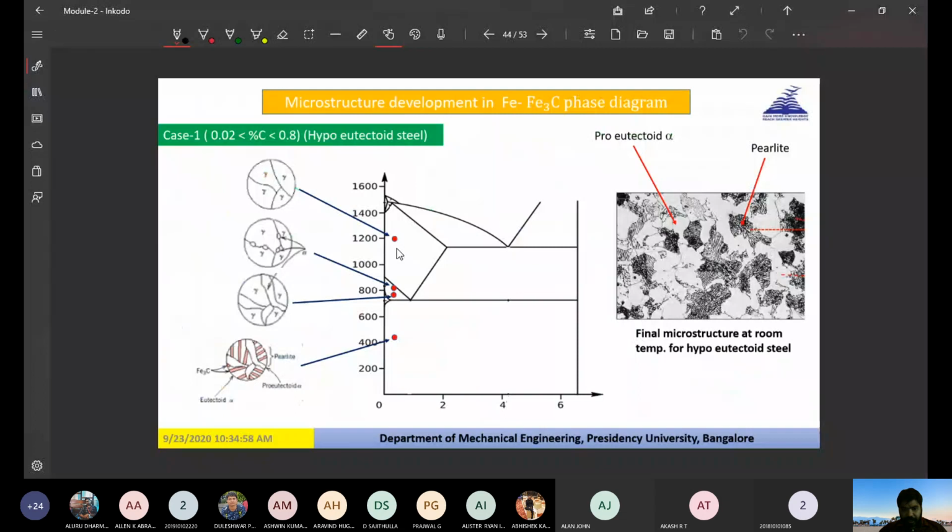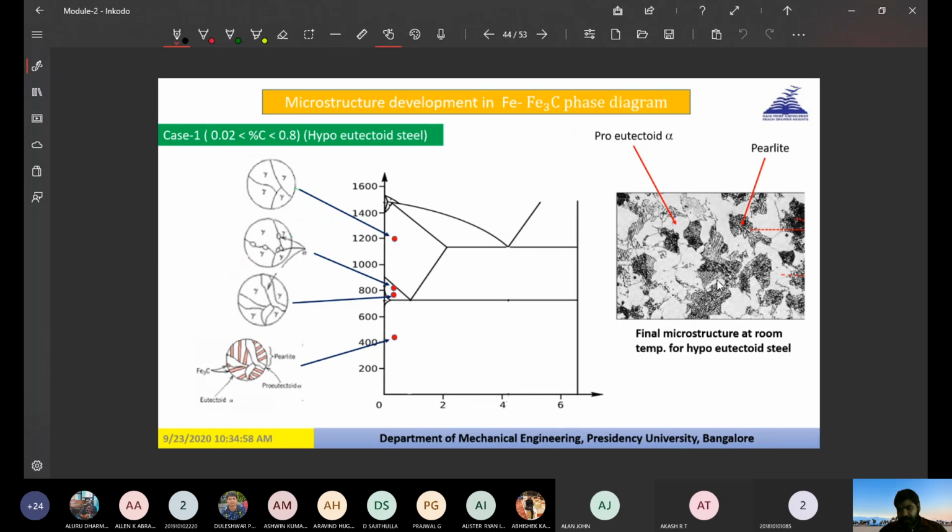Okay. So here you see, I have talked about this composition only. This is the same we have discussed. We have taken an alloy with carbon greater than 0.02 and less than 0.8. Now this is the actual microstructure. Have a look into this. At room temperature, what we have formed is pro-eutectoid alpha. So you can see this white region is nothing but the pro-eutectoid alpha, and all these are pearlite.